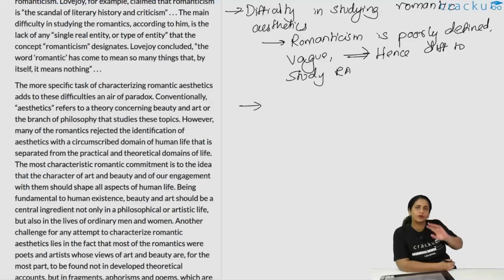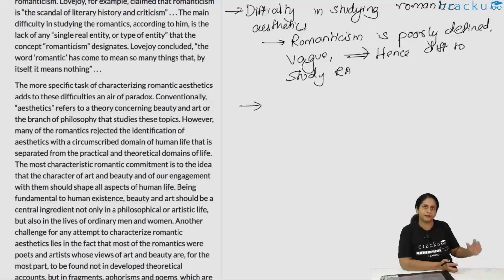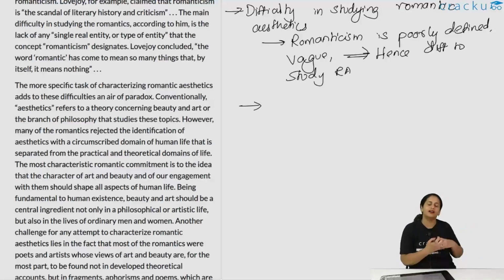So they are saying that this idea, that you separate aesthetics from practical life, is a bad idea. They are saying that aesthetics should be part of the entire life. You can't say that this part is aesthetics, this part is normal life. So romantics said no to this idea as such. So when you say romanticism is against aestheticism, and if you say romantic aesthetics, the idea becomes like an oxymoron. Both are paradoxical in nature.